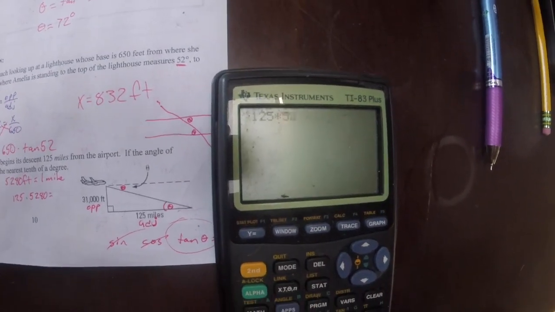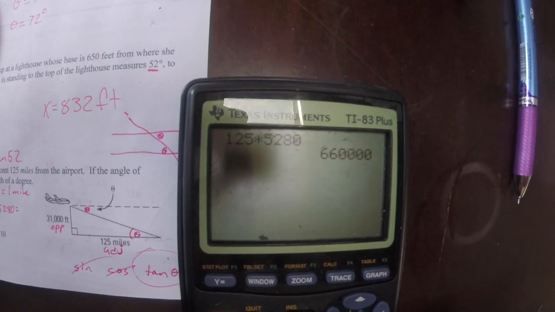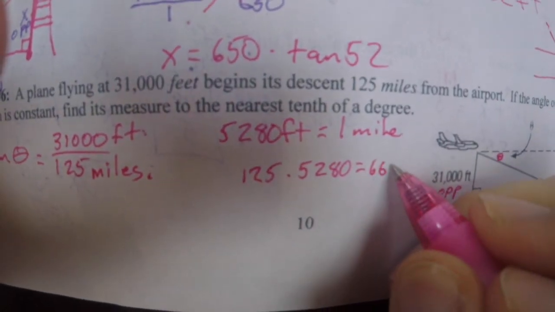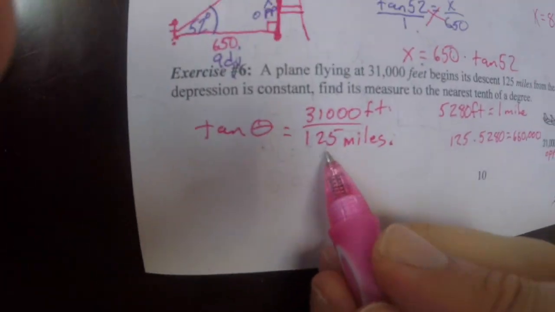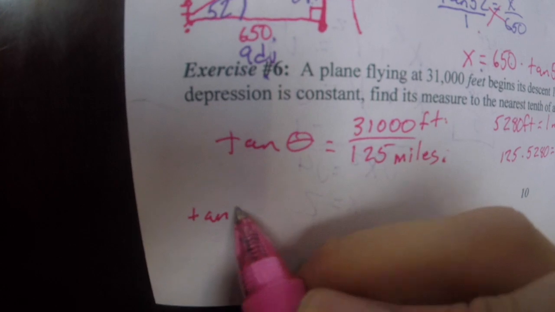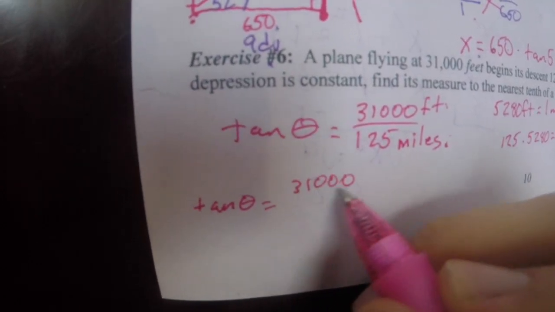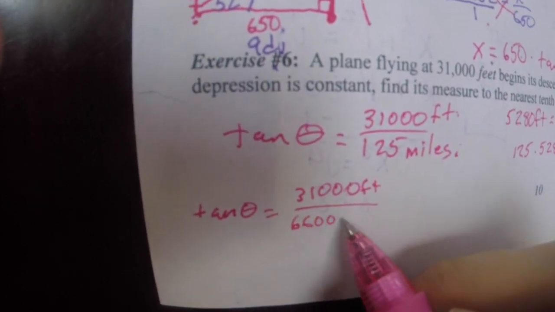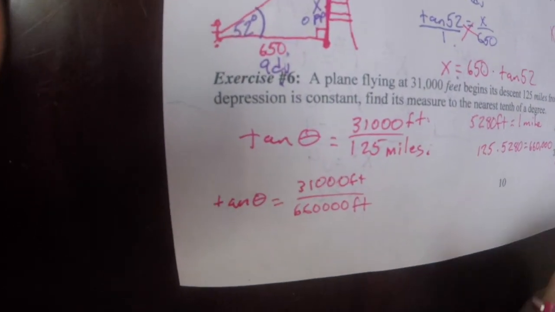125 times 5,280 is 660,000. So there's 660,000 feet in 125 miles. All right, so I'm just going to rewrite this, and instead of 125, I'm going to pop in 660,000, and we should be good to go. Tangent of theta equals 31,000 feet over 660,000 feet. That's good. I have the same units now. Now I can keep going.